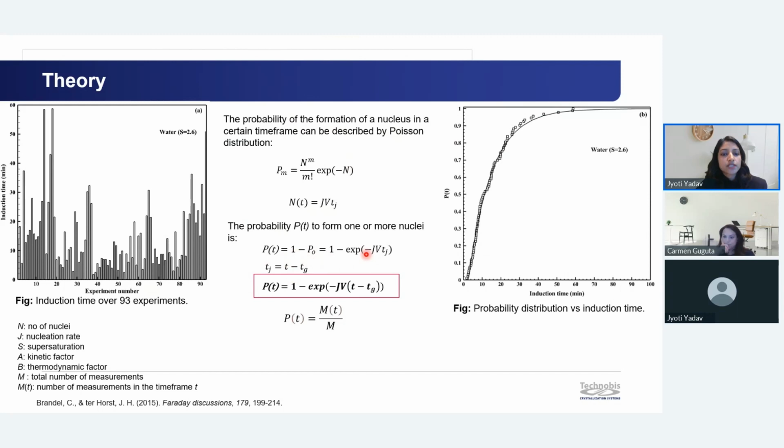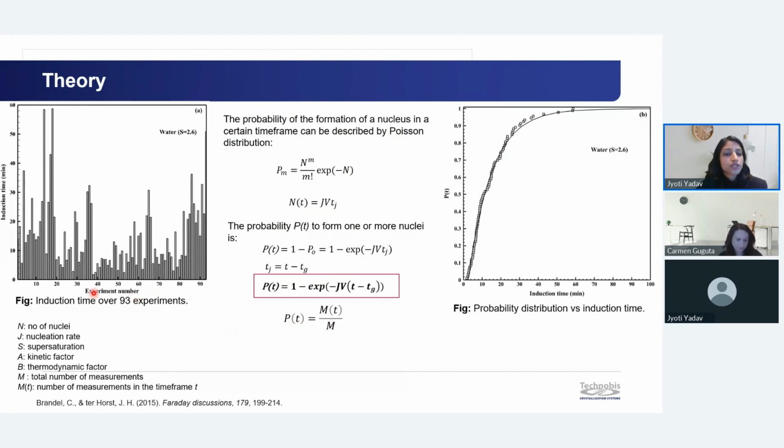If we substitute these values in this equation, we get this final equation, where t is the time experimentally measured, and tg is the growth time, which represents the time taken by the nucleus to grow into a detectable size. And if we substitute these values in this equation, we get this equation. Then the probability is determined experimentally using this, where mt is the number of measurements in the certain time frame t, and m is the total number of measurements.